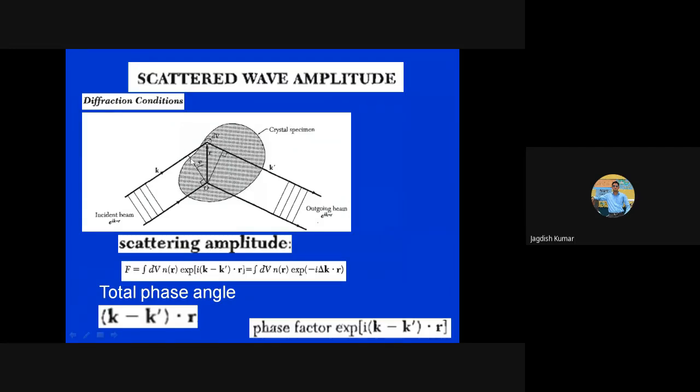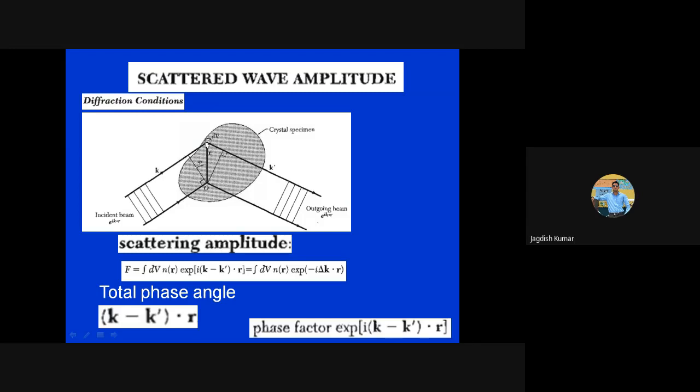Phase difference between this point and this point, or you can see the phase difference between this point and this point, right? Why so? Because up to this point, all waves in the X-ray beam are at equal phase, because this is a wave front perpendicular to the beam, right? So the phase here is exactly the same as the phase here, and the phase difference between this point and this point is the same as the phase difference between this point and this point, right? So the X-ray gets an additional phase difference while reaching here.